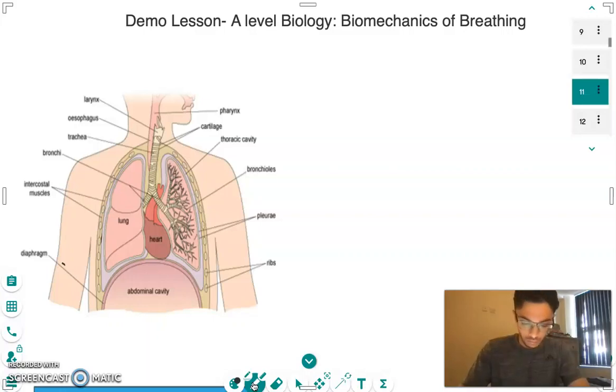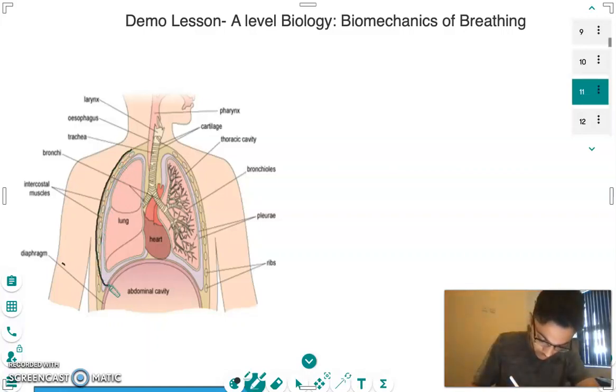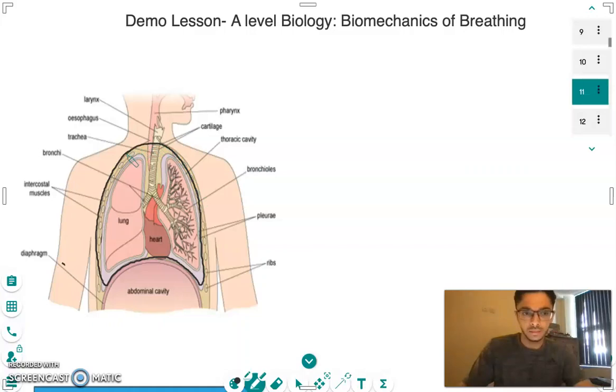expiration. So the first thing that we need to know is that the lungs are enclosed in an airtight compartment, and this airtight compartment is known as the thorax. So this is essentially the thorax here, what I'm drawing out the outline of. So this compartment is completely airtight.